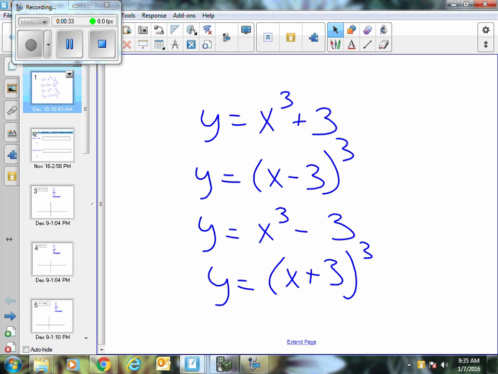So if your parent graph is x cubed, what would each of these do? All right, so let's see what you had. So for the top one, plus 3, that would be up 3. The next one would be right 3. Third one would be down 3. And then the bottom one would be left 3.